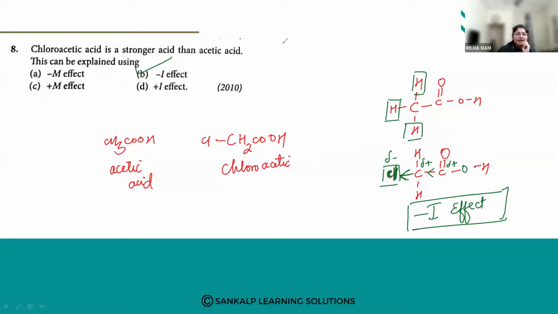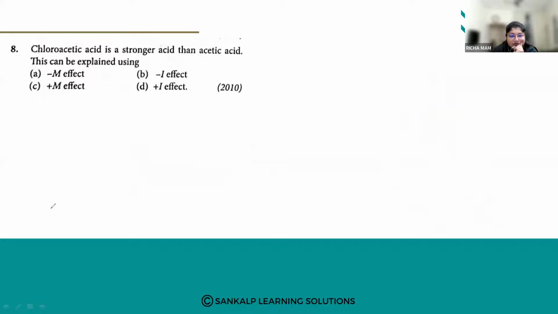As chlorine is a highly electronegative element, it tends to pull the electron towards itself. As a result, there is a partial negative charge on chlorine, and on carbon there is a partial positive charge because the electrons are moving towards chlorine. This can be explained by the minus I effect. So option number B is the answer. Okay, fine.